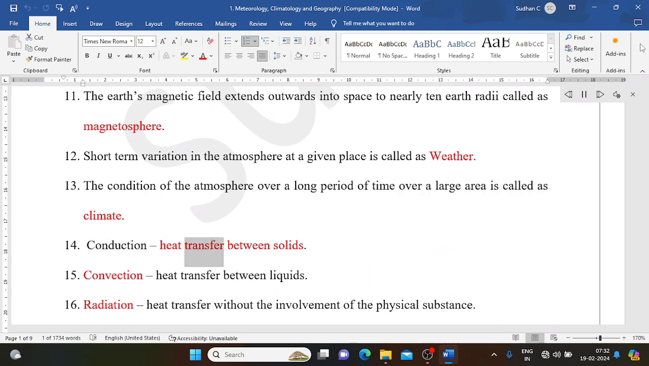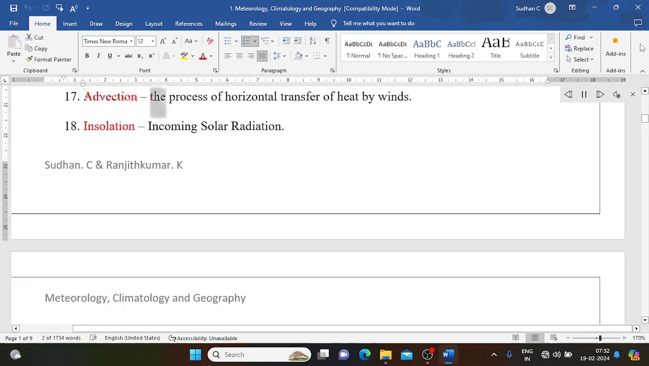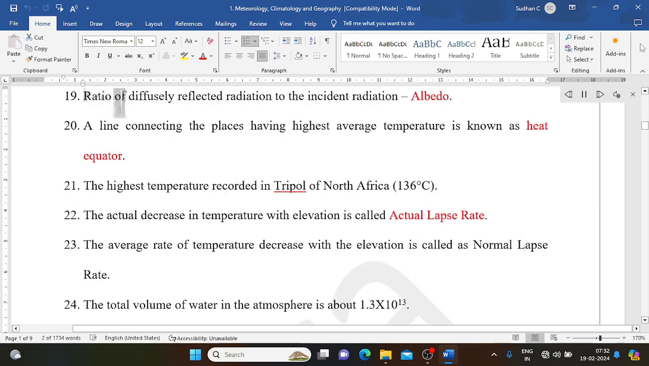Conduction, heat transfer between solids. Convection, heat transfer between liquids. Radiation, heat transfer without the involvement of a physical substance. Advection, the process of horizontal transfer of heat by winds. Insolation, incoming solar radiation. Ratio of diffusely reflected radiation to the incident radiation, albedo.